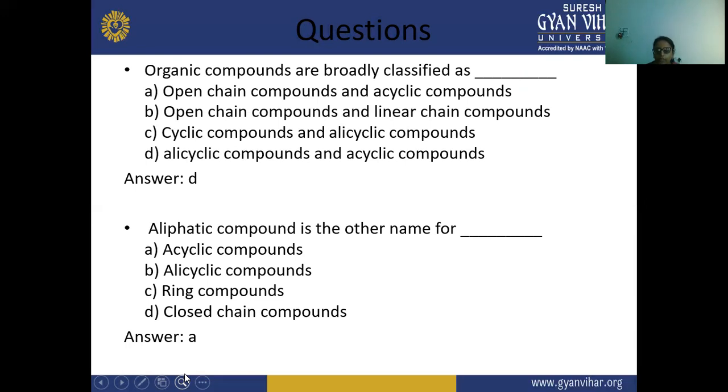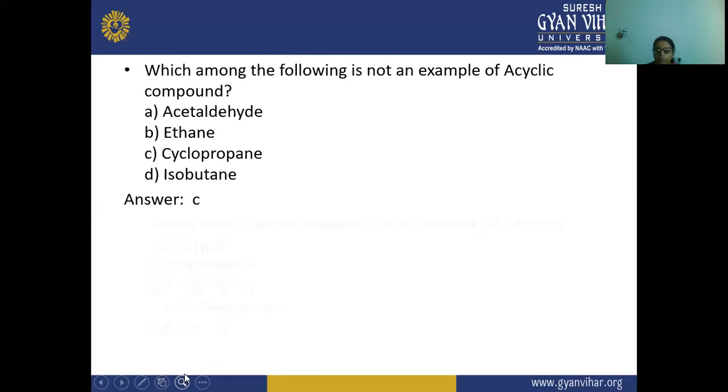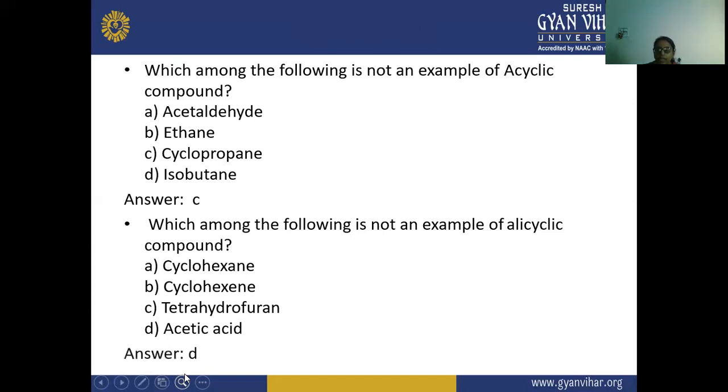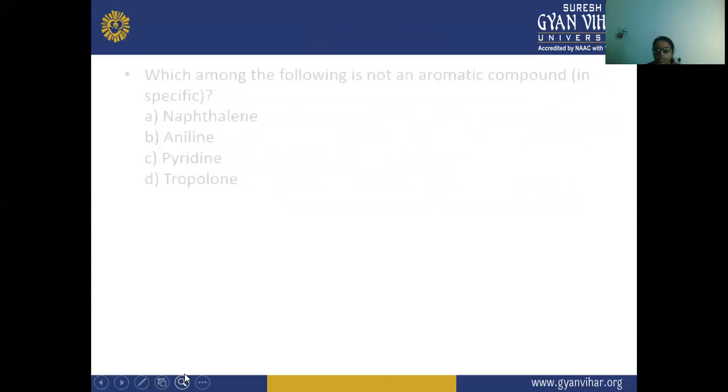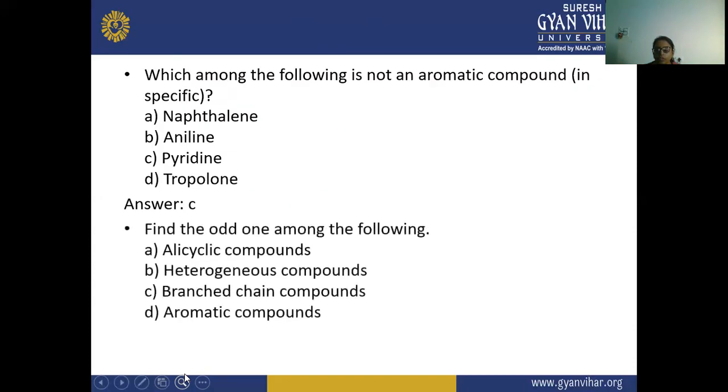These are the questions. Organic compounds are broadly classified as cyclic compounds and acyclic compounds, and aliphatic compound is another name for acyclic compound. Which compound is not an example of an acyclic compound? That is C. Which among the following is not an example of an acyclic compound? That is acetic acid. Which of the following is not an aromatic compound? That is pyridine. Find the odd one among the following: that is C, branching.